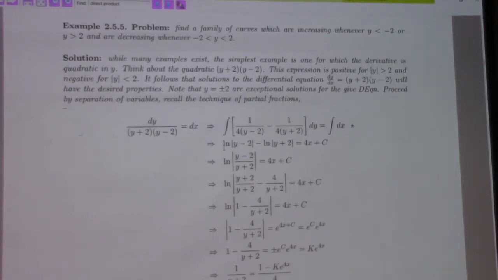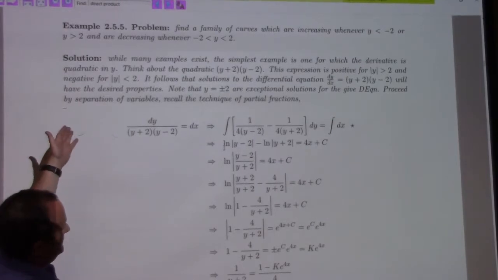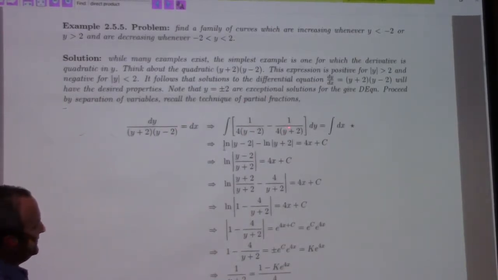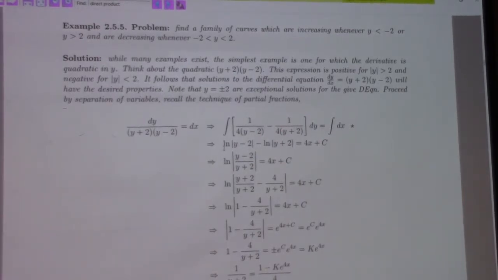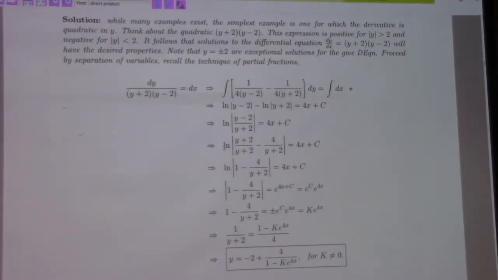So it's kind of a neat idea if you think about building a model. You could use a differential equation to find lots of curves with a certain property that you want. In this case, this increasing, decreasing business I just said. So then I solved the differential equation, which is separation of variables. This time we have to do the, what's this? Remember that technique? Partial fractions, right? Partial fractions decomposition, integrate both sides, bunch of algebra.